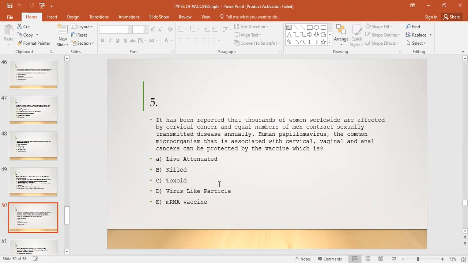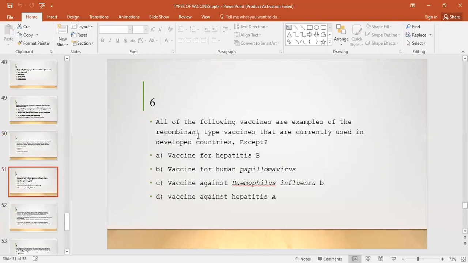Two examples of this type are the hepatitis B vaccine and the human papilloma virus vaccine, which are examples of virus-like particles. All of the following vaccines are examples of the recombinant type vaccine that are currently used in developed countries, except: vaccine for hepatitis B, vaccine for human papilloma virus, vaccine against Haemophilus influenzae B, or vaccine against hepatitis A. D is the right answer, vaccine against hepatitis A.